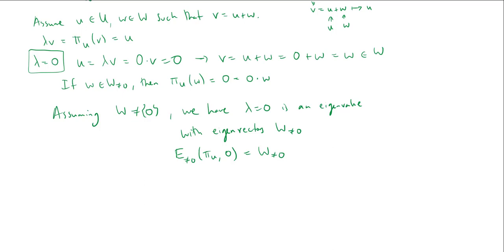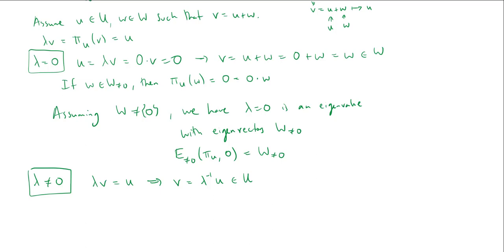Okay, so that handles the 0 case. So what if lambda is not 0? Well, I still have that lambda v is equal to u, but because lambda is non-zero, it has a multiplicative inverse. Remember, lambda is some complex number, so if it's non-zero, it's invertible. That would tell you that v itself is equal to lambda inverse times u. But if I multiply an element of u by a constant, I still have an element of u. And that tells me that my original v is already in u.